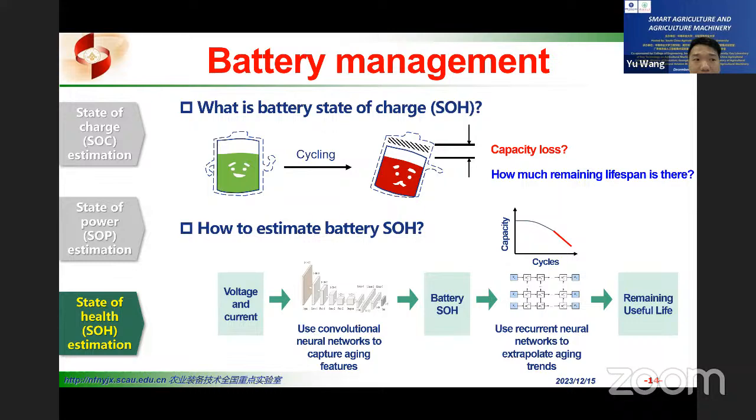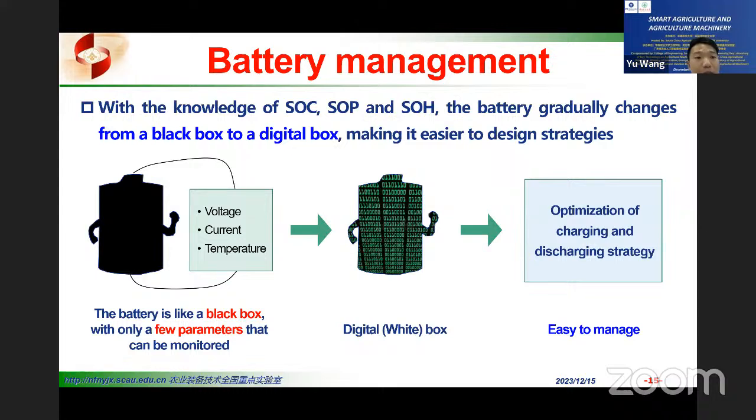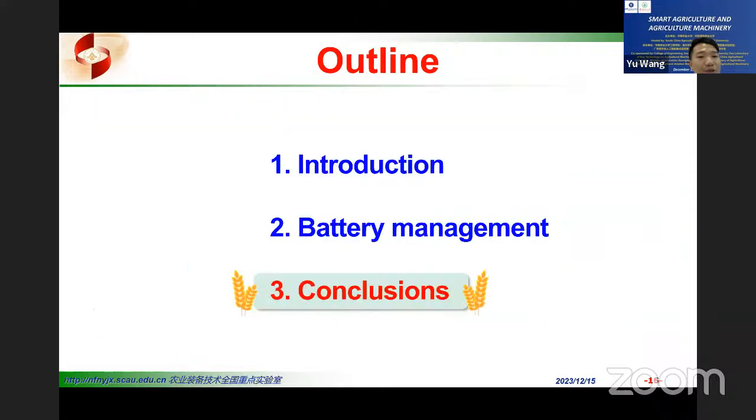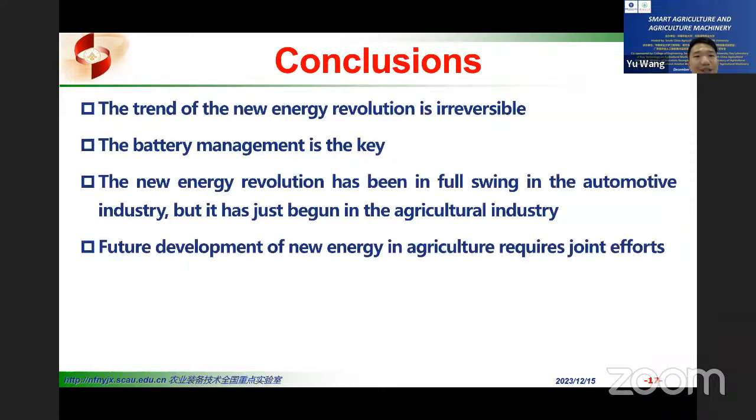After knowing SOC, SOP, and SOH, the battery becomes a digitalized box instead of a black box, making it easy to design charging and discharging strategies for it. Let's draw some conclusions. The trend of the new energy revolution is irreversible. Battery management is the key to this. The new energy revolution has been in full swing in the automobile industry, but it has just begun in the agricultural industry. So future development of new energy in agriculture requires joint efforts.